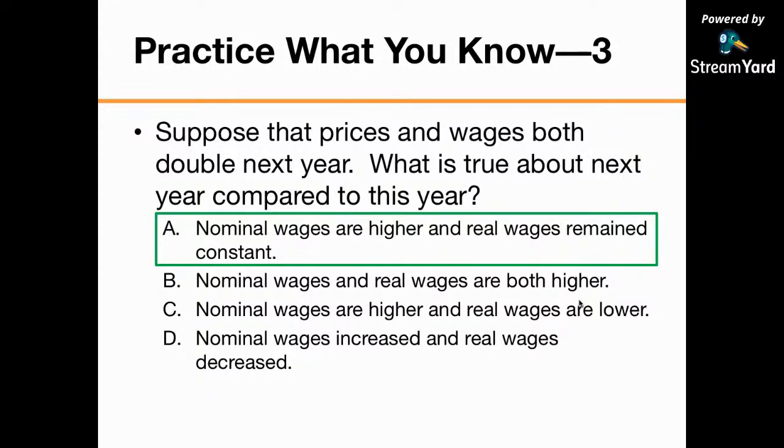Because prices and wages both doubled, our nominal wage on paper is obviously a bigger number than it was before, but real wages are going to be the same. If prices had tripled instead of doubled, then the answer would have been D and real wages would have decreased. So very good. That correct answer is A.